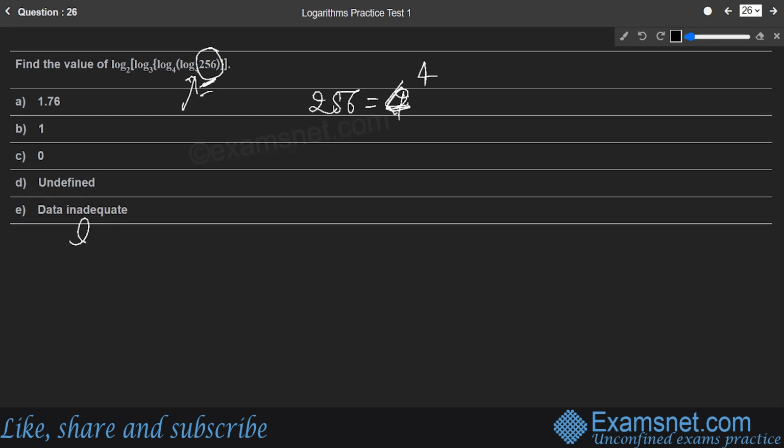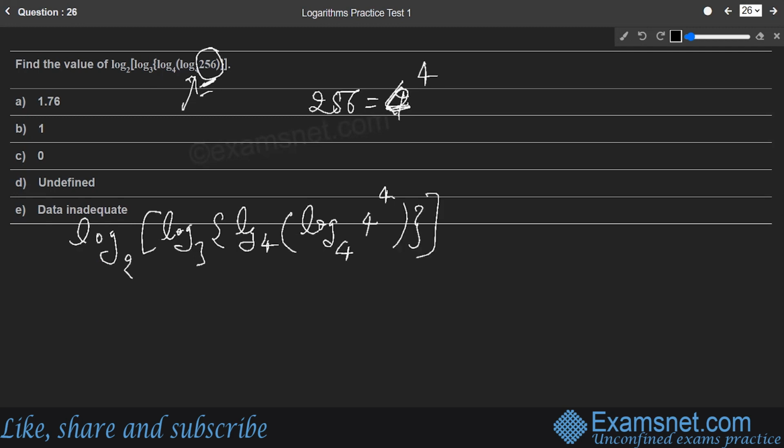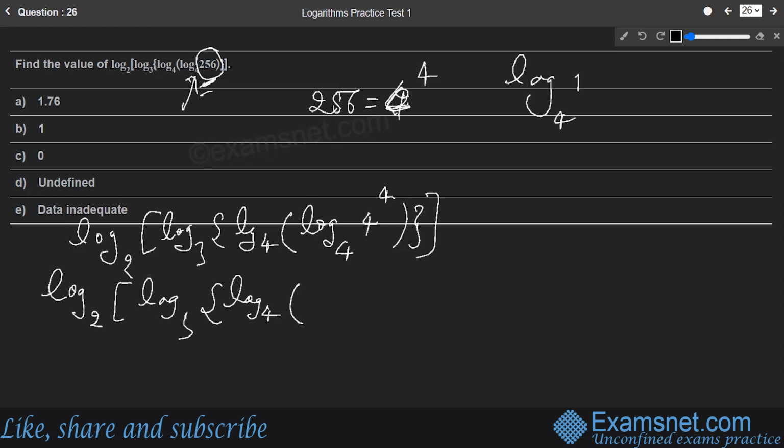So the first step is to write log base 2 as it is, then log base 3 as it is, then log base 4 as it is. Then inside, for 256 you can write 4 to the power 4. So this is what it becomes. Now let us keep writing from the left-hand side: log base 2, log base 3, then log base 4 as it is, and inside 4 to the power 4. Let us do it here: log base 4, 4 to the power 4.